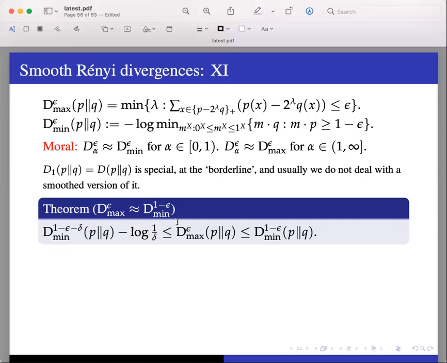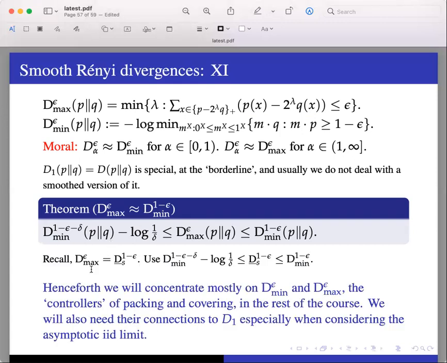Now, we don't have time. I wanted to give this as an exercise, but I'll give the proof. It is very simple. We know that the two ends of the spectrum are d epsilon max and d epsilon min. So what is the connection between them? It is given by this expression. The moral of the story is that d epsilon max is approximately D1 minus epsilon min. So there's some kind of a mirror image of each other. And since we don't have time, the proof is very simple.